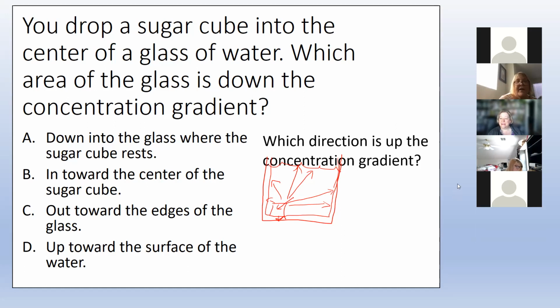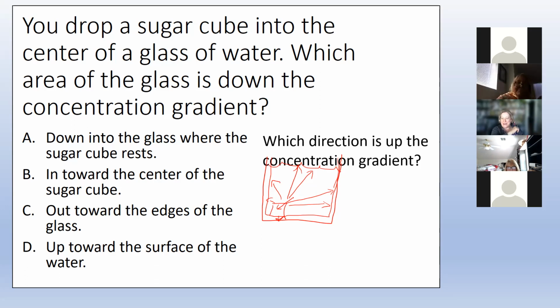Just a comment. I misread that question where it's saying down into the glass where the sugar cube rests. I didn't read that as the sugar going into the glass. I was reading that as down into the glass toward where the sugar rests. Ah, gotcha. Yes, I should have been more clear on that answer option. If it were on the exam, I would say, sure, if you're saying that that's going up the concentration gradient, I'll give it to you, because glass in this situation has two meanings.